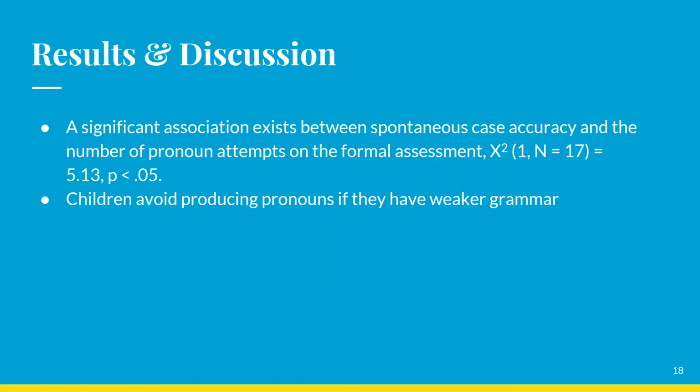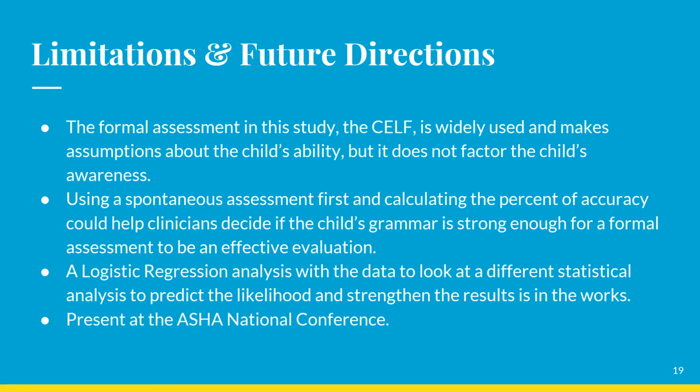In conclusion, the chi-square shows that an association exists between the spontaneous language sample and the formal assessment data. This brings up the idea that children might avoid producing pronouns if they have weaker grammar. The formal assessment in this study, the CELF, is widely used by speech-language pathologists and makes assumptions about the child's ability, but does not factor in the awareness older children that it is administered to have about being evaluated.